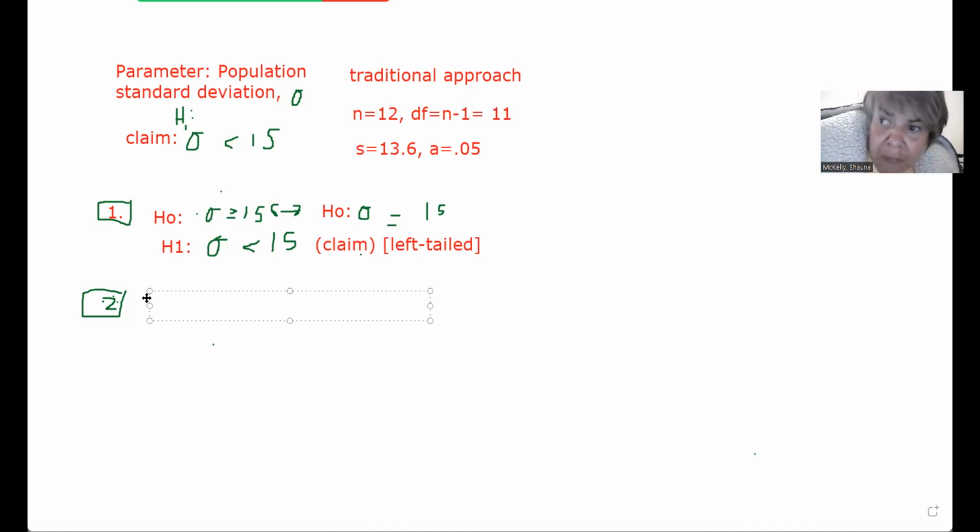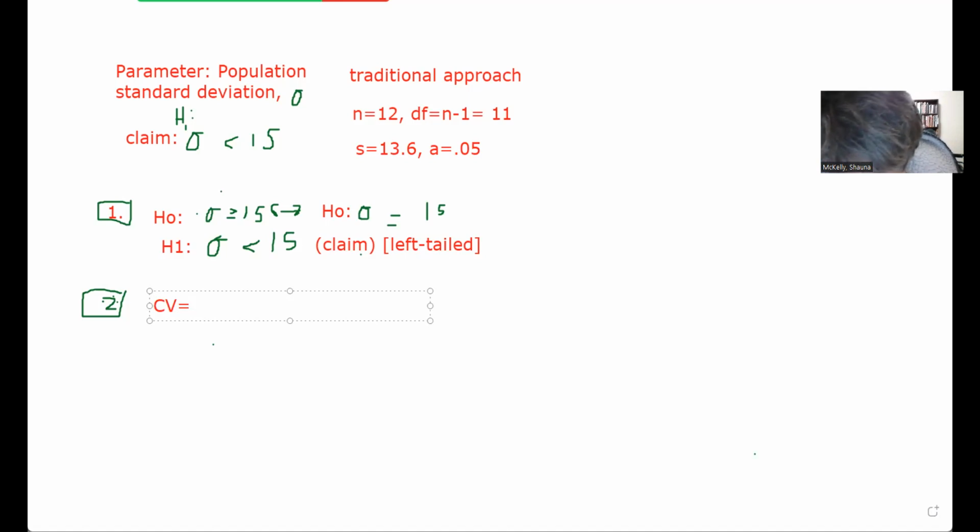Now, how many critical values am I going to have? I'm going to have one because this is a left tail. Remember too, though, that in this case, there are no negative numbers. This is a chi-square distribution. So I'm going to have a positive critical value, but it's going to be on the left side of the curve. So I have a critical value, and I'll show you the procedure to find it. So let me show you that.